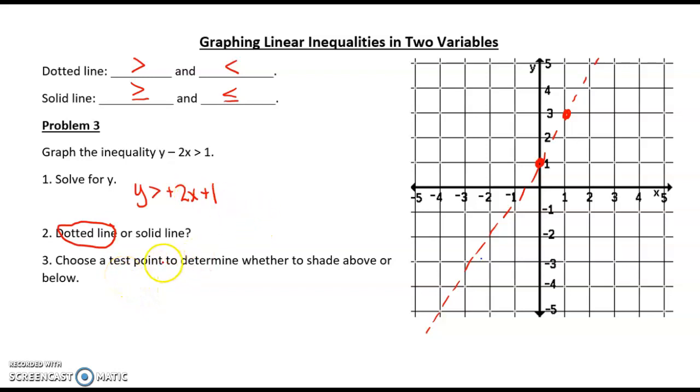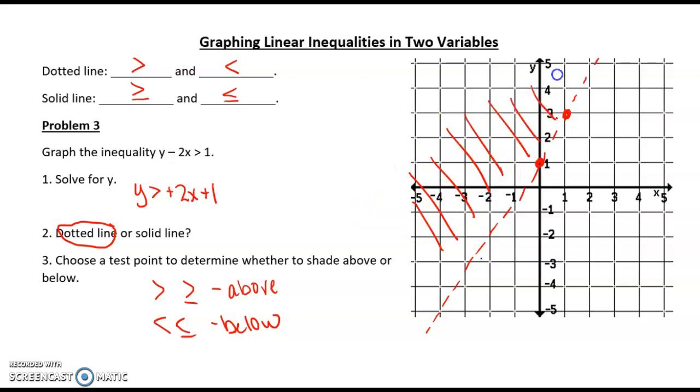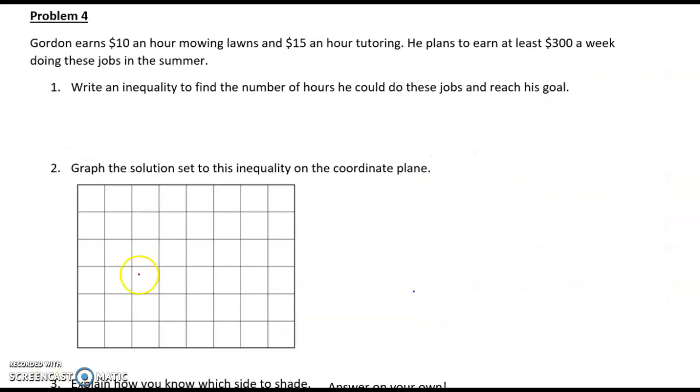You can do that, or we can always remember, since we normally graph in y equals mx plus b, if it's greater than or greater than or equal to, we're going to shade above. And if it's less than or equal to, we are going to shade below. That's a super easy way to remember. So in this case, I have a greater than, so I'm going to shade above. Okay, so just a little recap of that. So we're going to be using that.